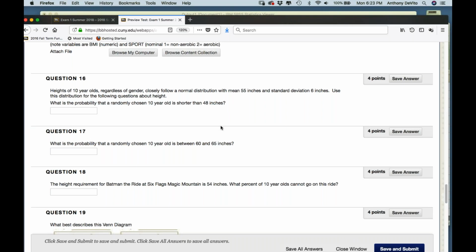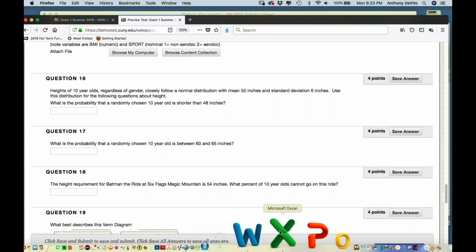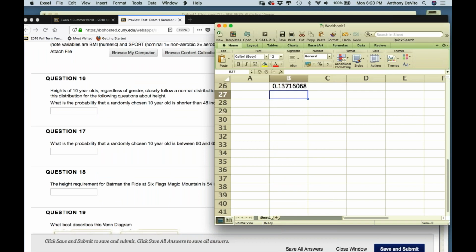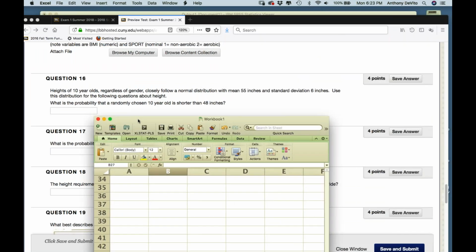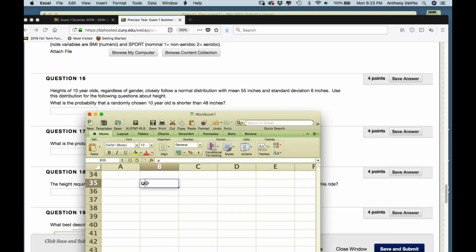Okay, well, how did we do that? I'll open Excel again. How did we take care of that? Well, the mean of this population, mu, and the standard deviation, sigma, are 55 inches and 6 inches. Okay, so when we're dealing with a population, if we want to know what percentage of that population is represented by a certain value, so for instance, shorter than 48 inches, right?